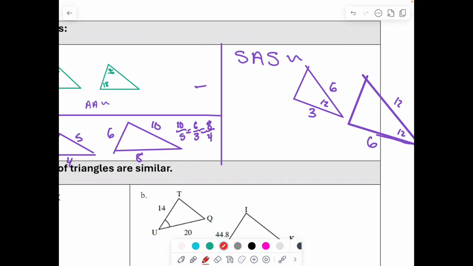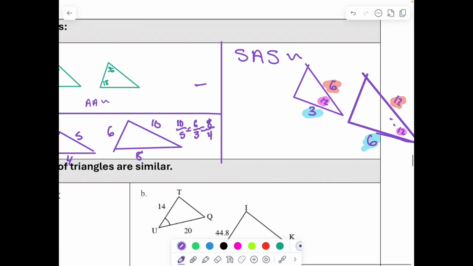The sides are proportional, right? They're both doubling. And then the angle is congruent, right? The angle is the same. That is enough information to say that the triangles are similar, because the angle of these 2 lines are the same, that means that this third length right here has to be the same as well.